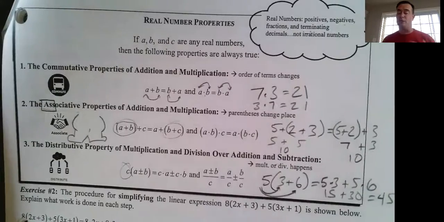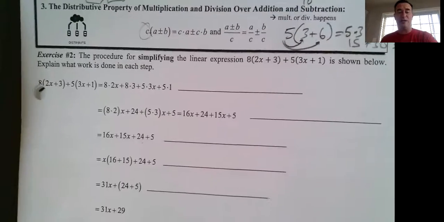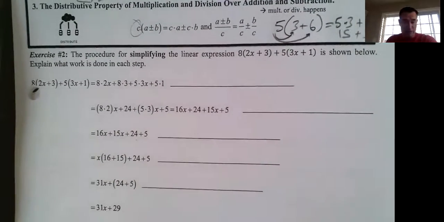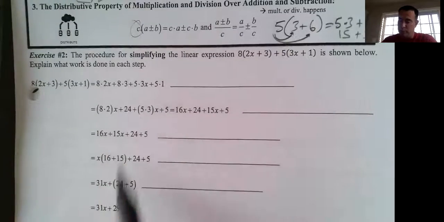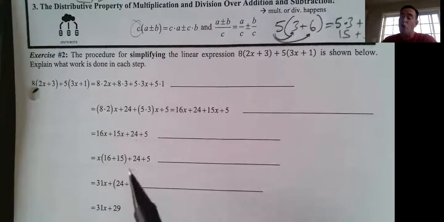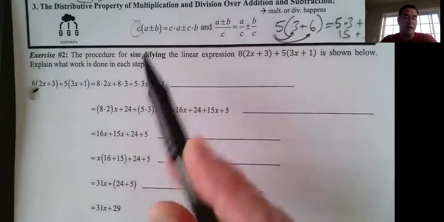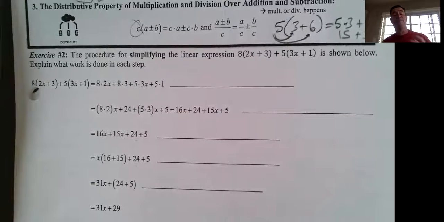Most of what we're going to be asking you to do with these is identify which property is actually being used as we look at problems like this. So for this exercise here, they've got a whole problem laid out for you and they're talking about here's what we do and this is what happens next. Y'all, we're never going to ask you to do this. You're never going to have to do this. But the idea is identifying which property happened to make this happen. So we're going to go through one at a time and see what goes on.